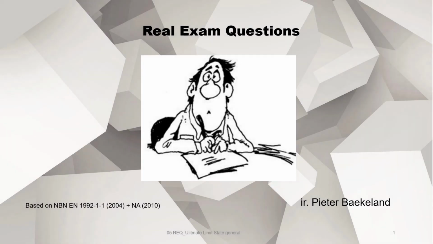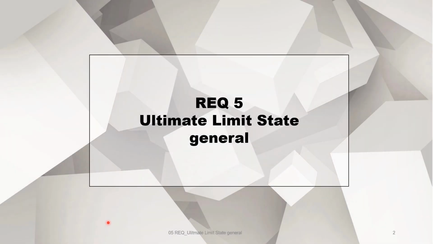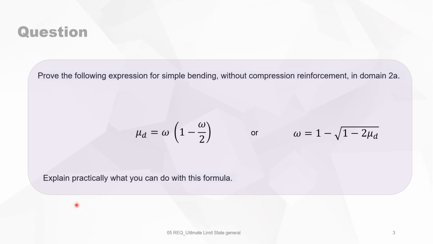Real exam questions. This is question 5. It's about ultimate limit state. And the question goes as follows.